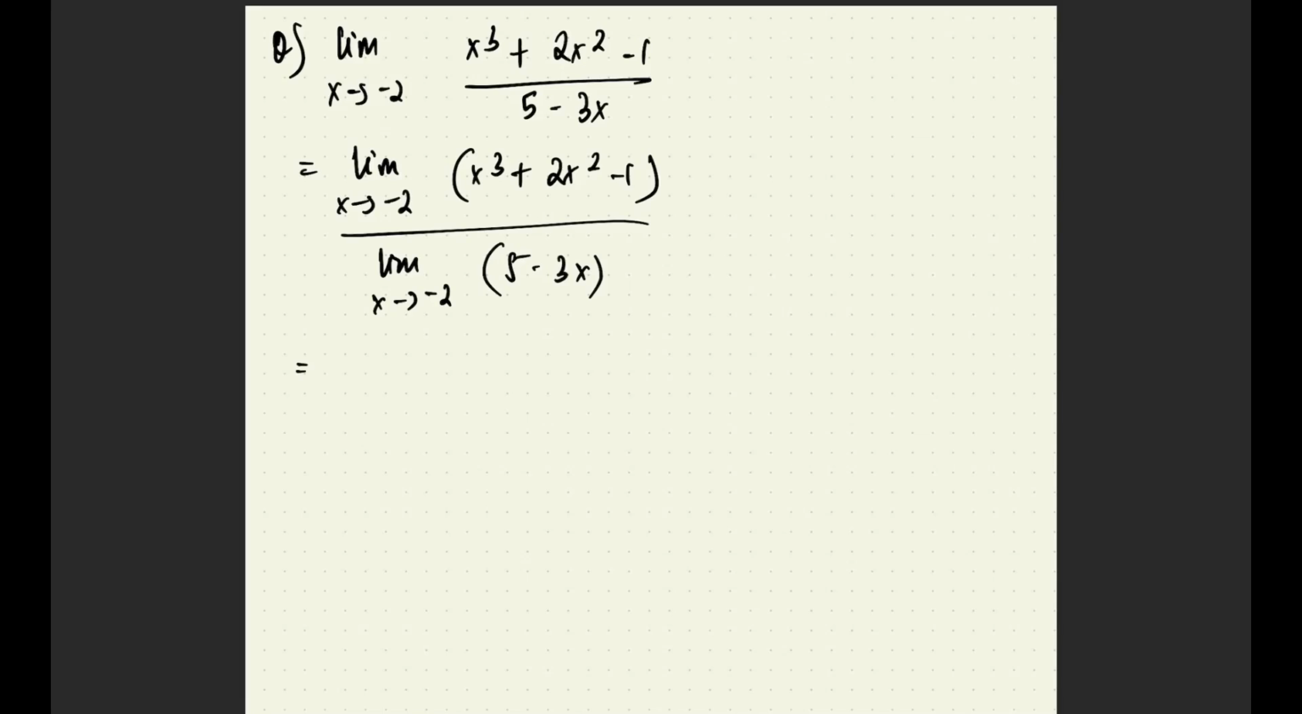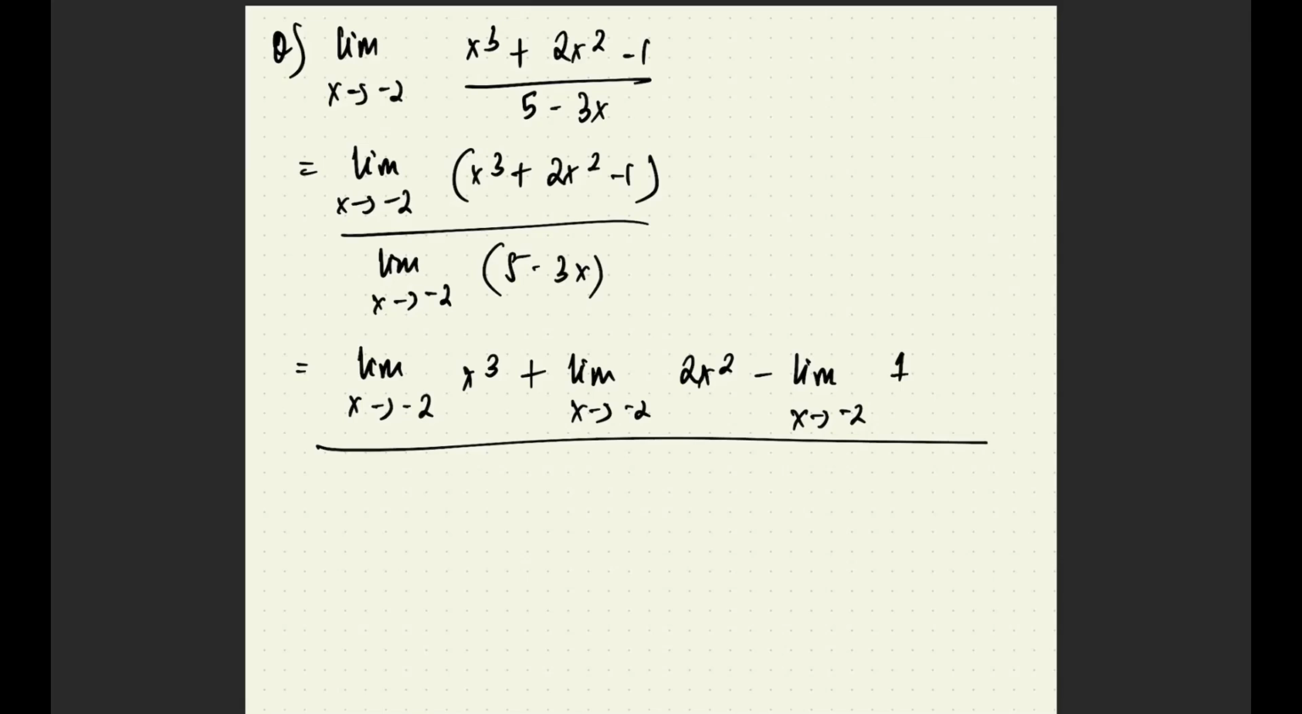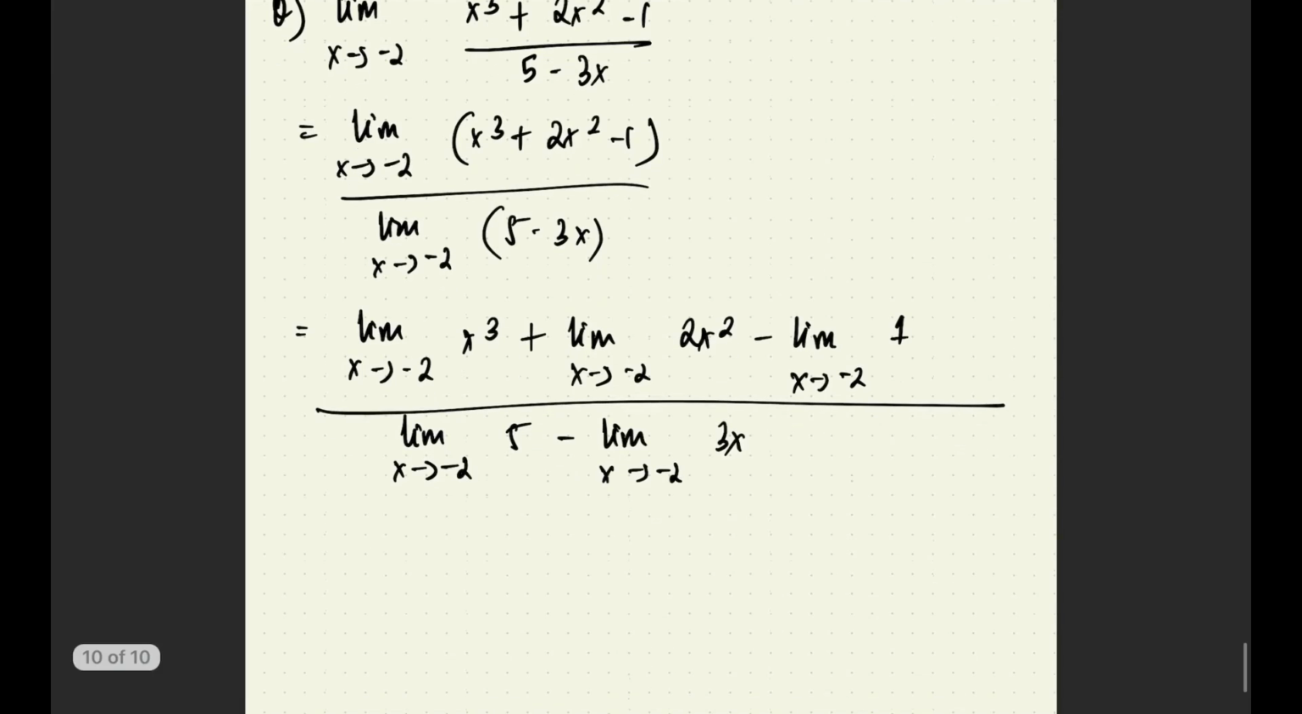Now we can apply the sum difference law on both the numerator and the denominator. So we are opening up both the numerator and denominator. So this is the limit as x approaches minus 2 of x cubed plus the limit as x approaches minus 2 of 2x squared minus the limit as x approaches minus 2 of 1, everything divided by the limit as x approaches minus 2 of 5 minus the limit as x approaches minus 2 of 3x. Okay, now let's apply laws on every individual part.